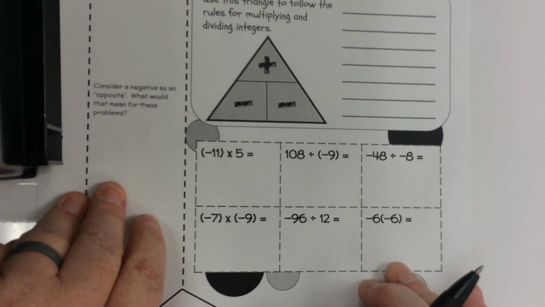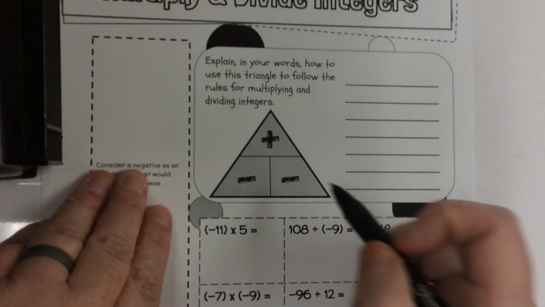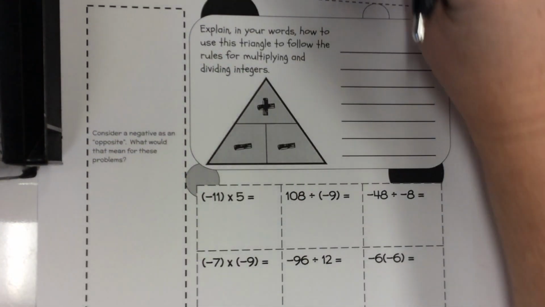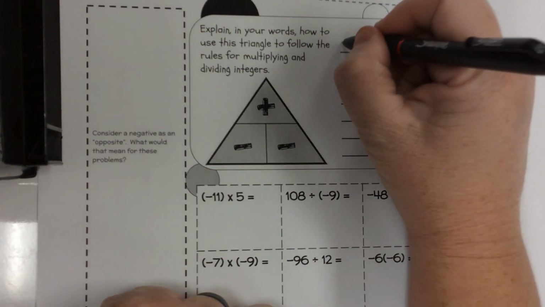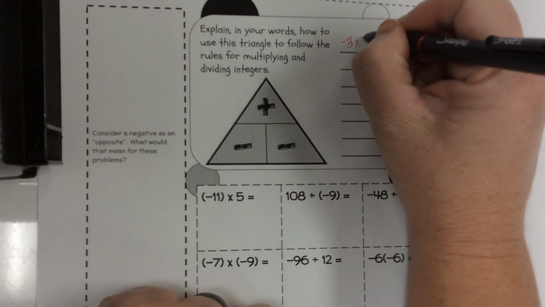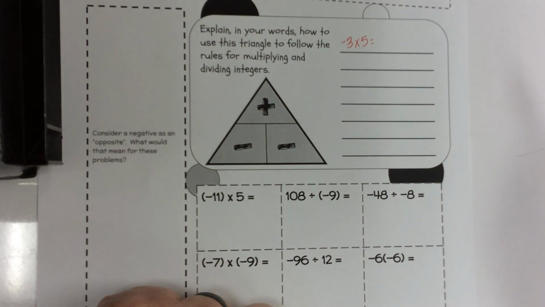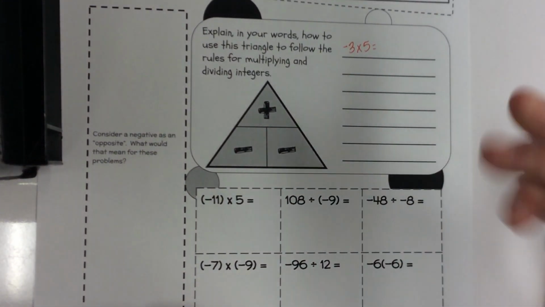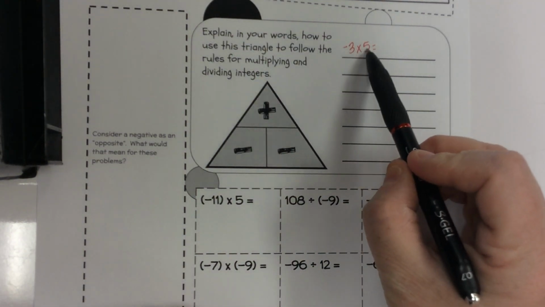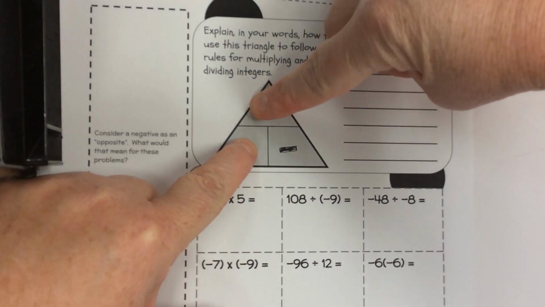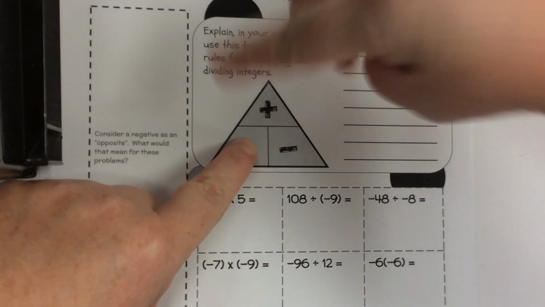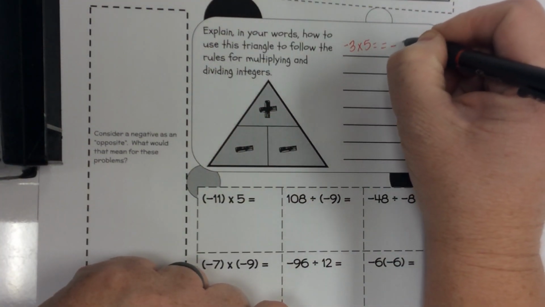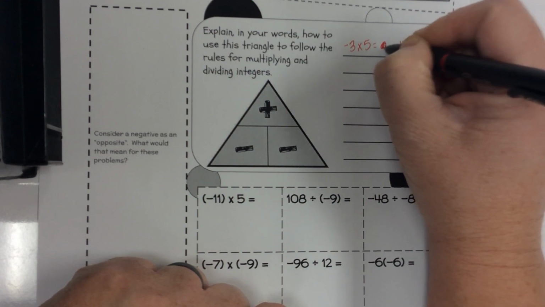And we look right over here. Explain in words how to use this triangle. So what we're going to do here, if I said I had negative 3 times 5, we just learned that a positive times a negative is negative. But what you do on this triangle is you cover up one negative and cover up one positive. Cover them up. What happens? What do I have left over? A negative. That means my answer is negative. Equals negative 15.